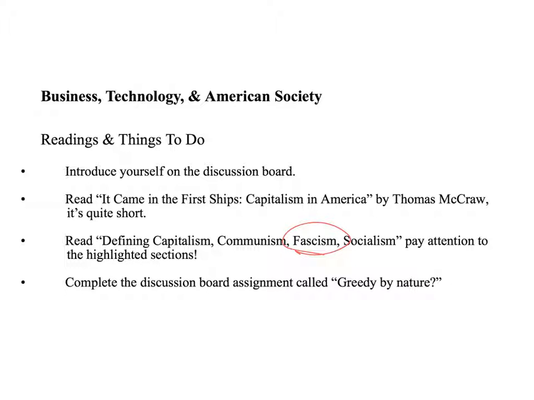And then finally, you have one more thing. There's a discussion board post, Greedy by Nature, and I want you to think about private enterprise and privately owned business in the framework of capitalism, and I want you to write about whether or not capitalism is always greedy by nature. In other words, will businesses always take advantage of their workers to maximize profits, or not? Is there something called moral capitalism? That's what I like to think about. Capitalism that's sort of a kinder, gentler capitalism where people are taken care of.